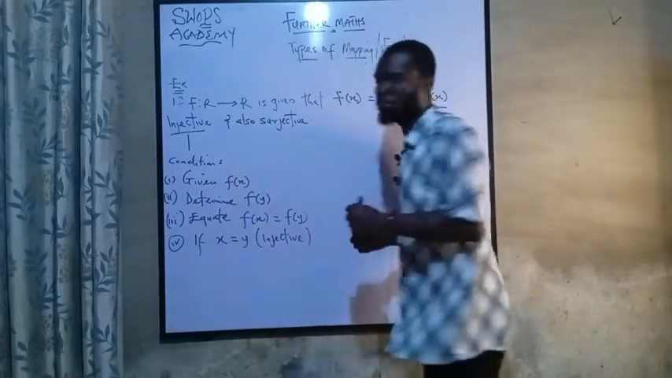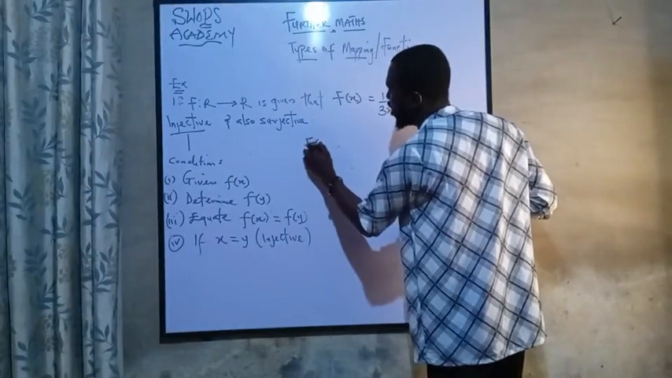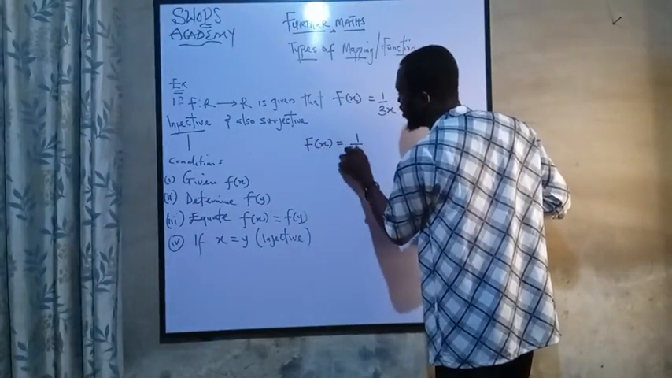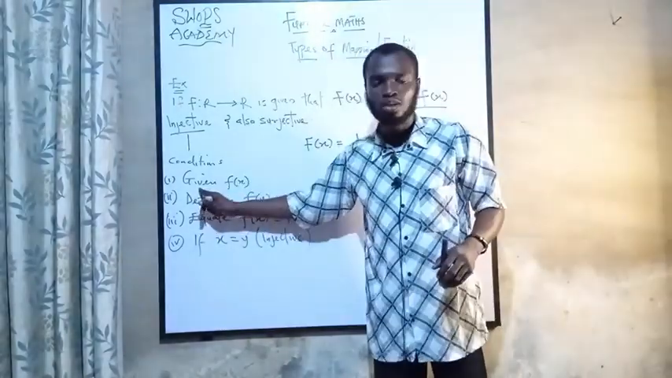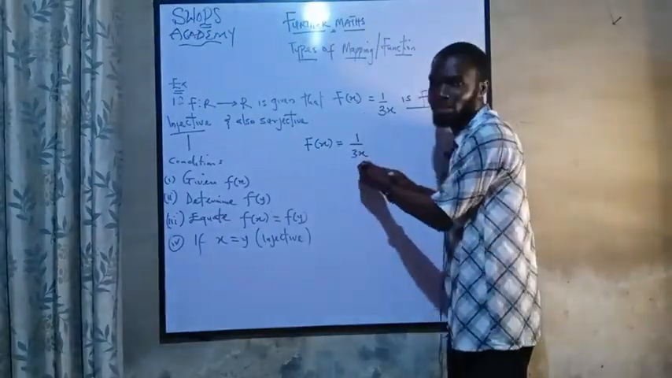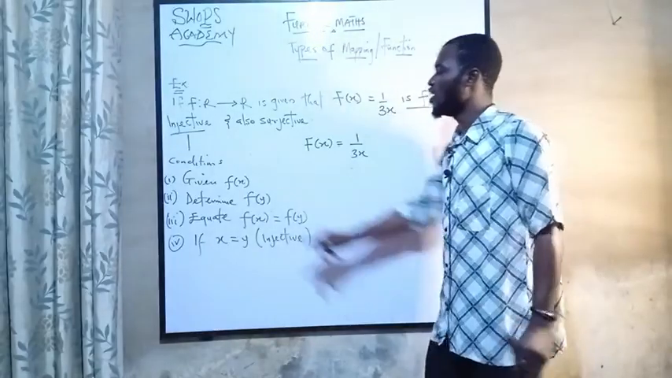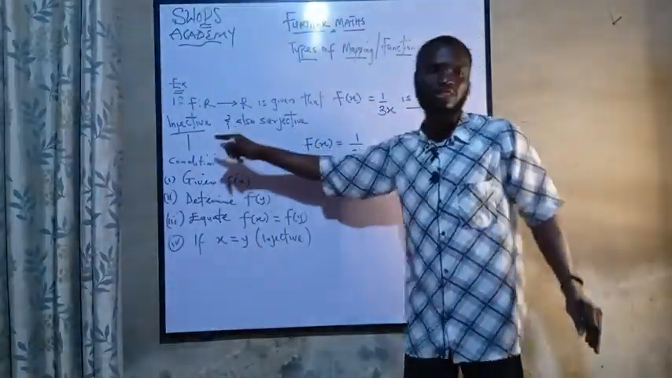Let's go to condition 1. What is the question? Let me write it. f of x is equal to 1 over 3x. Now for the first condition, are we given f of x? Now what is f of x? 1 over 3x. That is condition 1. We want to know if this question, f of x, is injective.